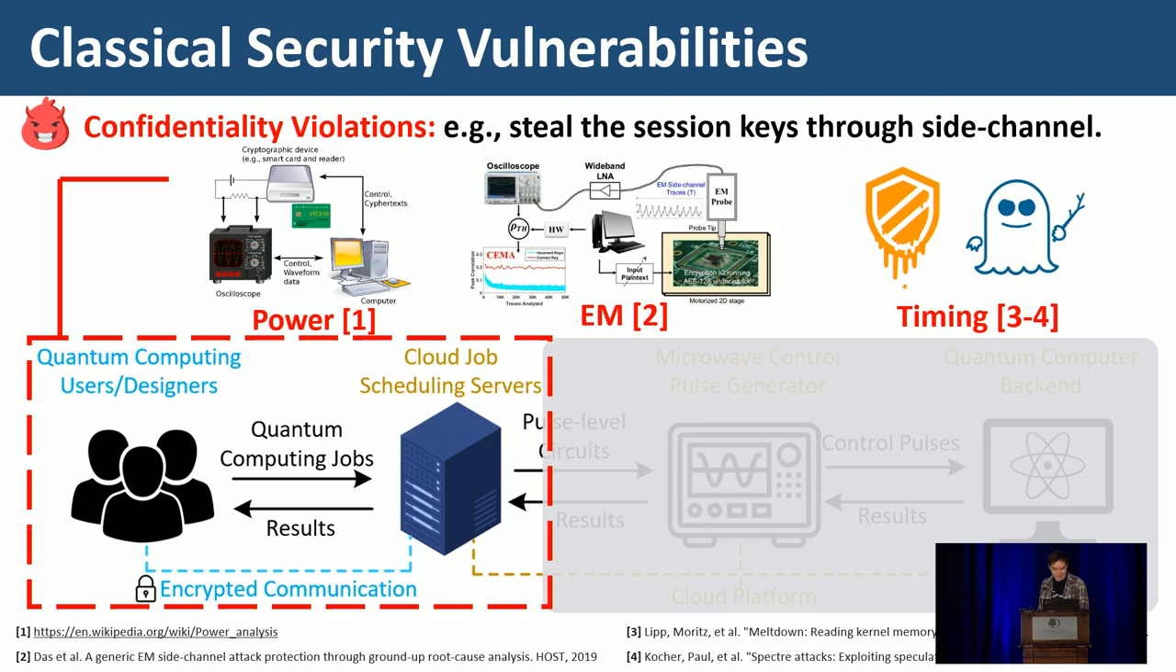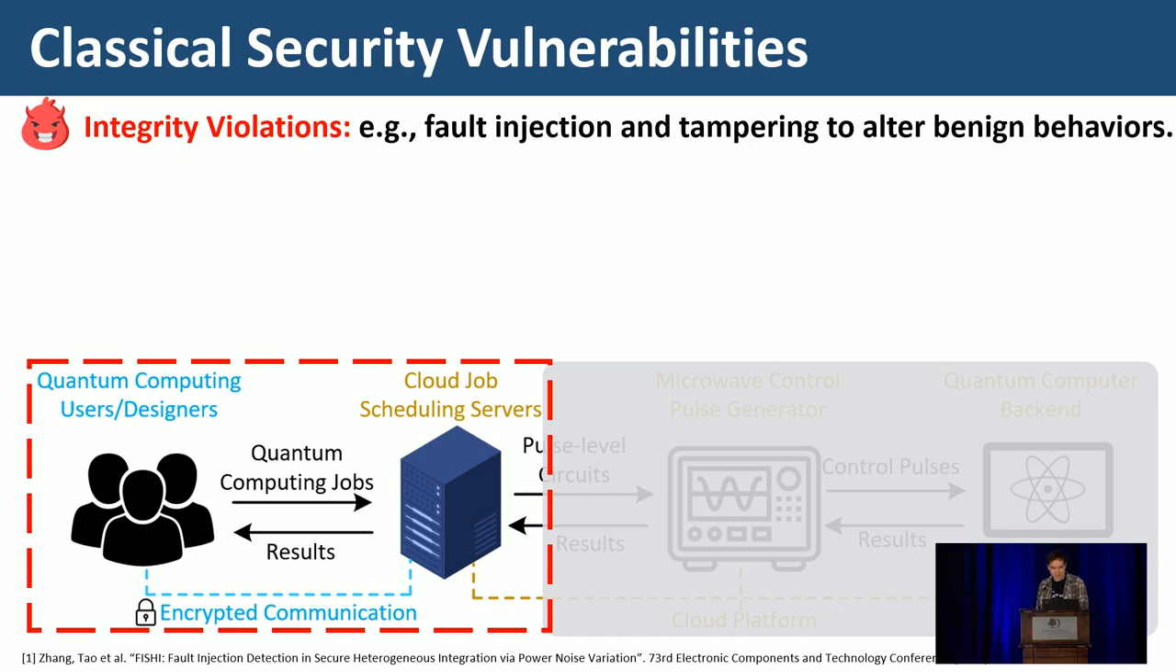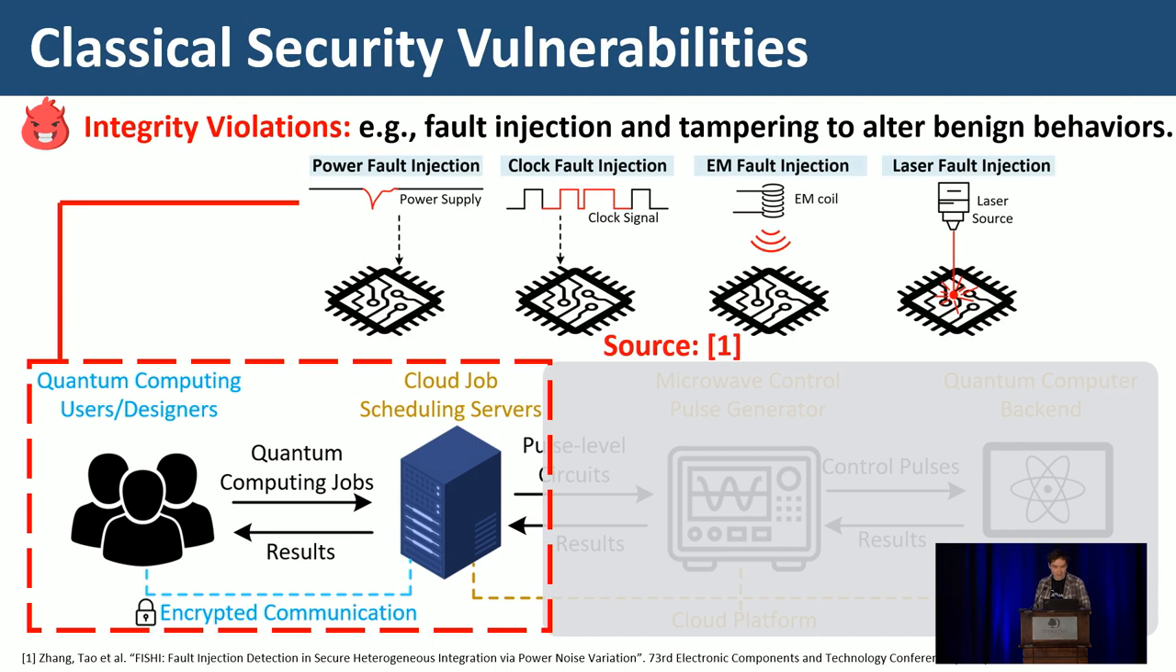A second one, which is the work done by my colleague Tao, is that you might trust a server, but some nefarious attacker may have tampered with the circuit or the accelerators that are used on the cloud computer. In his work, he talked about power injection. Can you escalate some of those privileges on the server side and gain root authority, for example? As well as others: clock injection, EM fault injection, and laser fault injection.